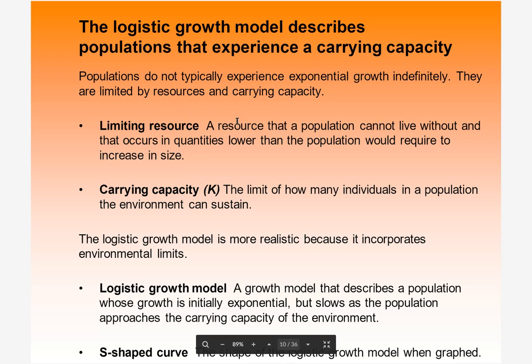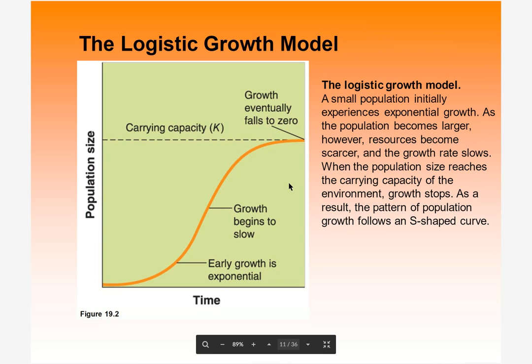But there is usually a limiting resource. So eventually that limiting resource will decrease, right? It is a resource the population cannot live without and occurs in quantities lower than the population would require. So eventually it will level off, and that's called the carrying capacity, right? So there's your carrying capacity. This is the logistic growth model, where early on it's exponential, but eventually that limiting resource is met, and then the population levels out, right? Growth stops. As a result, the pattern of population is more of an S curve.